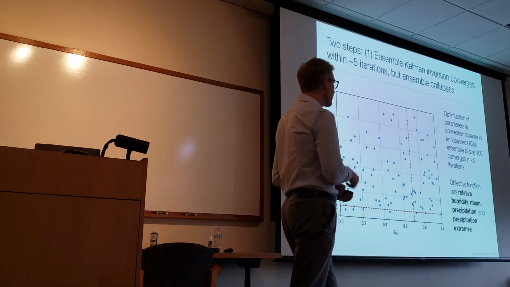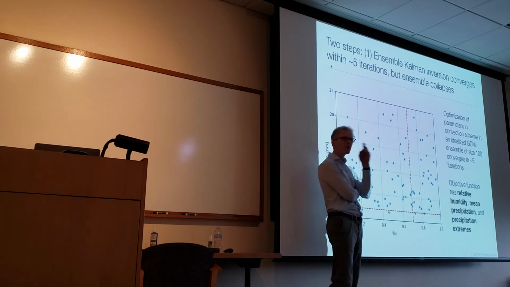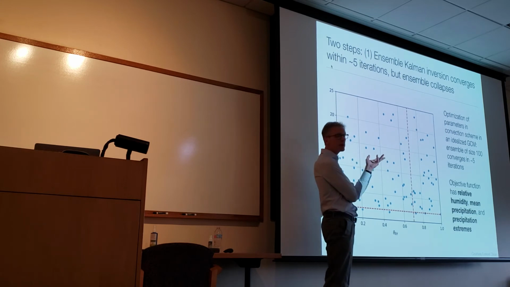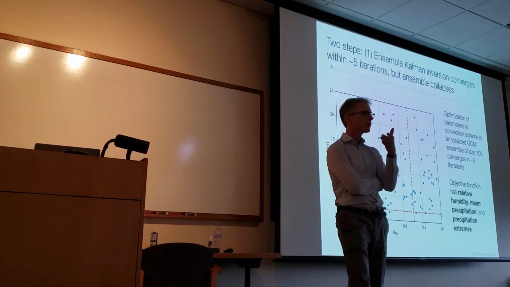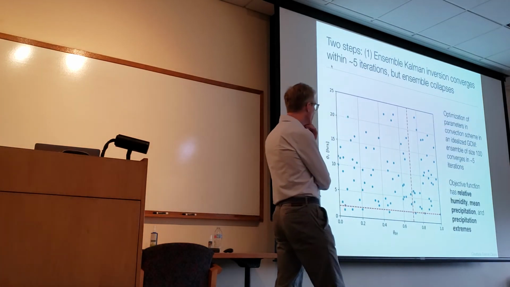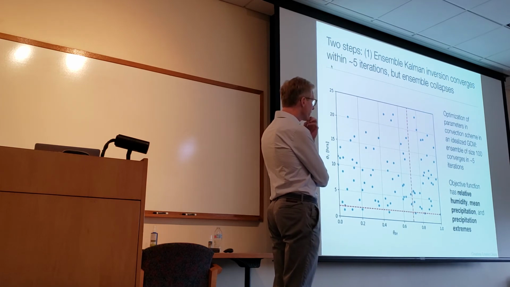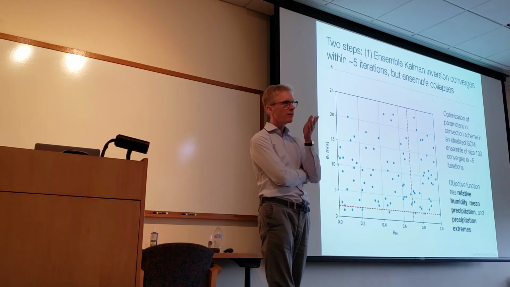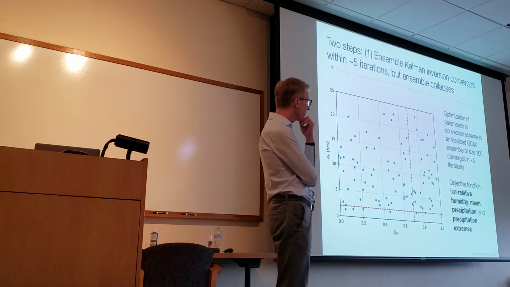So we created an objective function that had a number of things in there. It has relative humidity in there, so you minimize mismatches of relative humidity in the troposphere, and mean precipitation rates, and then we included precipitation extremes, the probability of exceeding certain thresholds of precipitation. And the way we find we can solve these problems that are computationally complex is as follows. We use ensemble methods, variants of Kalman inversion, for optimization, for estimating the parameters.